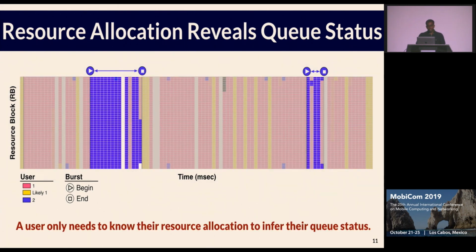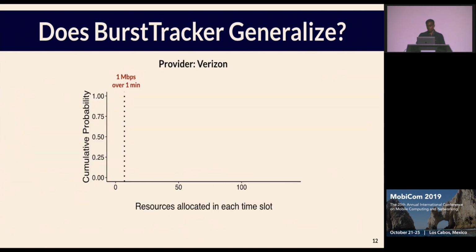Now notice that with BurstTracker, a user only needs to know their resource allocation to infer their queue status. And as I mentioned earlier, fortunately, there are tools to obtain this information at the client. Okay, but this is all based on one fundamental assumption, which is that the base station will only try to schedule resources to one user at a time. In the paper, we discuss why schedulers would try to do this, and there are plenty of good reasons. So the question is, does this assumption generalize?